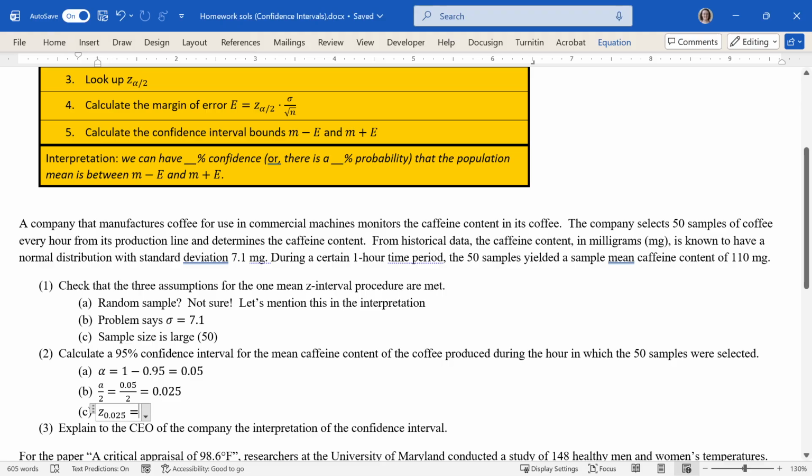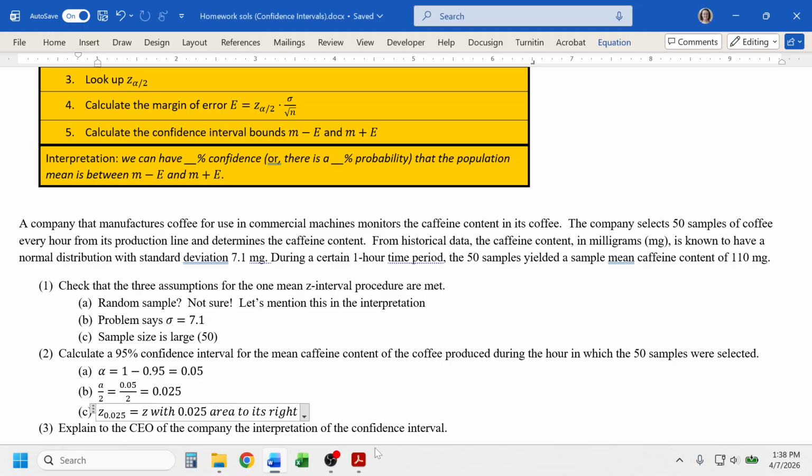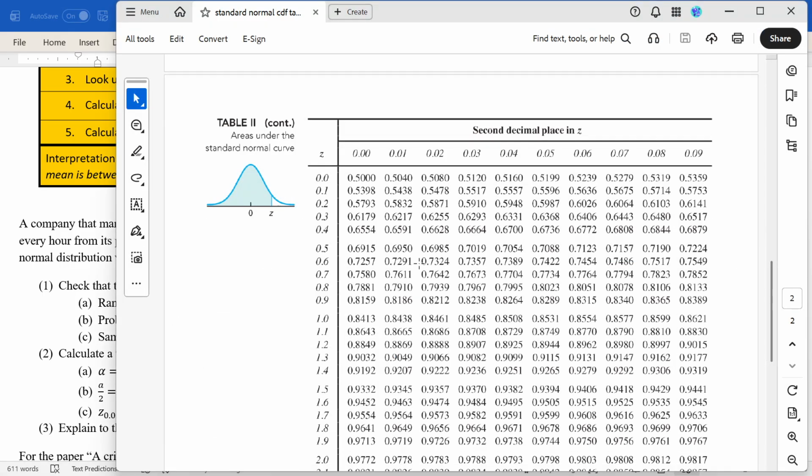Okay, so the most important thing to remember is that when I put the little subscript on z like this, that means I want the z that has that area to its right. So this is z with 0.025 area to its right. If you accidentally look up the z with 0.025 area to its left, it's the right z, but it will be negative and you want the positive one. So you can actually do it like that. Let's just go ahead and do it like that.